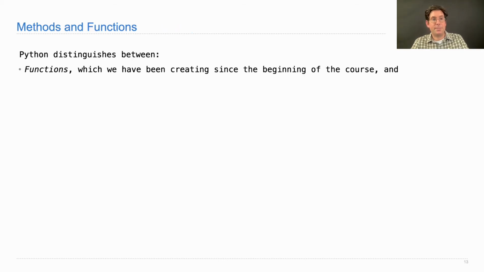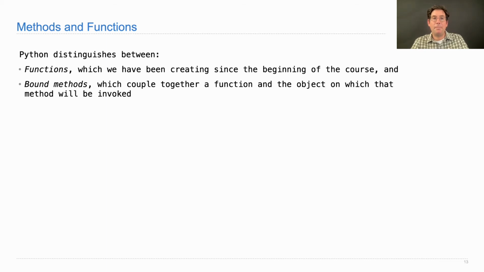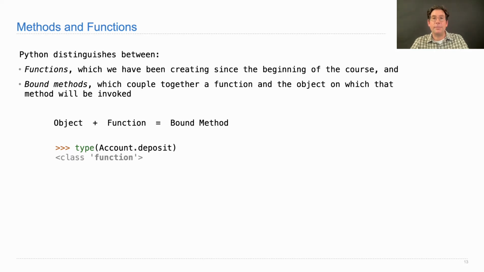Python distinguishes between functions, which we've been creating since the start of the course, and bound methods, which couple together a function and the object on which that method will be invoked. So an object and a function bound together gives you a bound method. If I look up a method using its class, I just get a function. But if I look up a method using an instance of the account class, then I get a bound method.